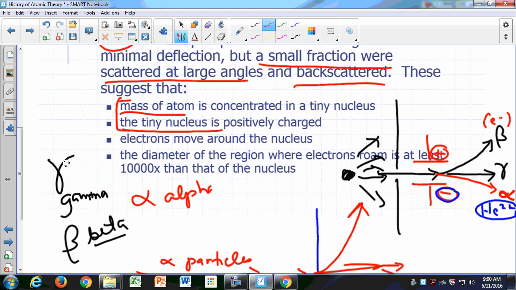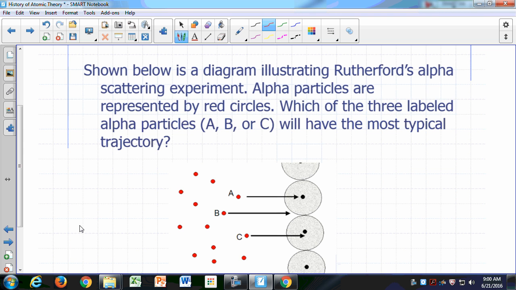Now electrons move around the nucleus, and the diameter of the region where the electrons roam is at least 10,000 times that of the nucleus. So this diagram should illustrate why those conclusions can be made from Rutherford's experiment. Let's say these red particles here are alpha particles, and this is your nuclear model of the atom. It's a collection of atoms with very tiny nuclei and mostly empty space around them. How would this explain Rutherford's experiment?